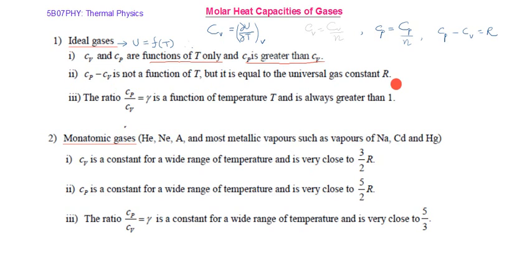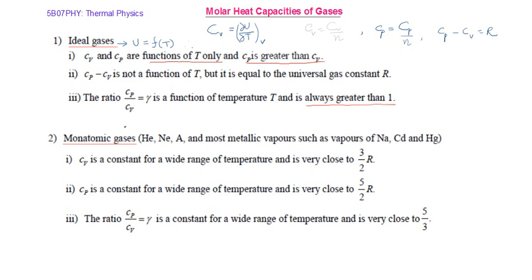And the third one: CP and CV individually being functions of temperature, you can expect that the ratio of the specific heats, which we previously named the adiabatic index gamma, is a function of the temperature T. And since CP is greater than CV, the value of gamma will always be greater than 1. These are some facts that you have to remember regarding the molar heat capacities of an ideal gas.